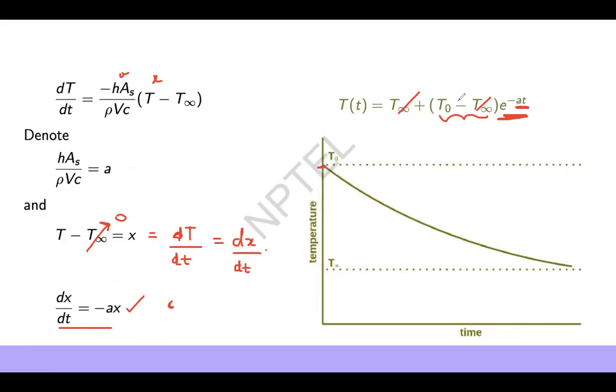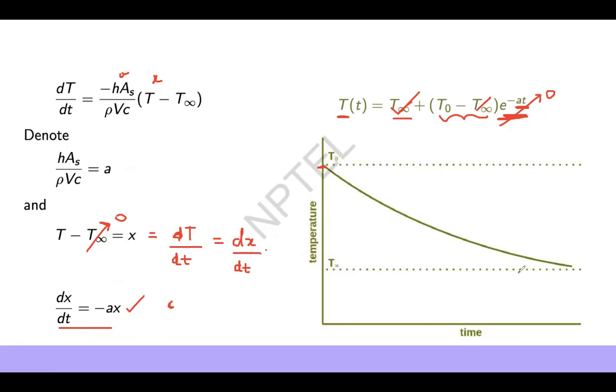Now the temperature drops. As time progresses, there is an exponential decrease in the value. At t equal to infinity, what happens? This is equal to e raised to minus infinity, that is equal to 0. This term goes to 0, and finally we only have this one. At t equal to infinity, the temperature is equal to T infinity. So this is what happens asymptotically.